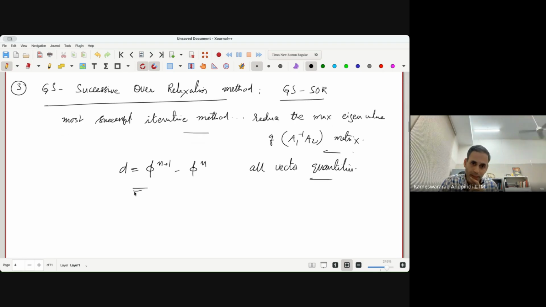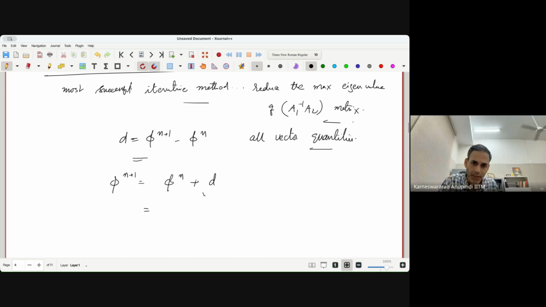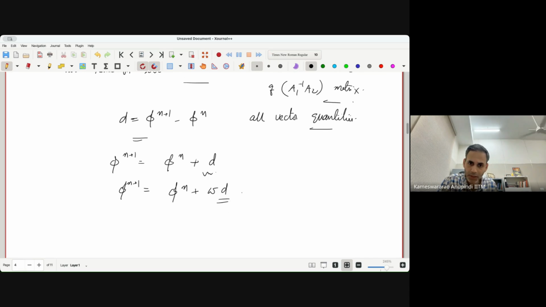So what we're going to say is that the successive over relaxation method is going to change this. When we want to calculate phi n plus 1 from phi n, we can write phi n plus 1 equals phi n plus d. But then it's going to say that I'm going to do an over correction, that means add omega times d. Whatever correction you obtain, you make an over correction.